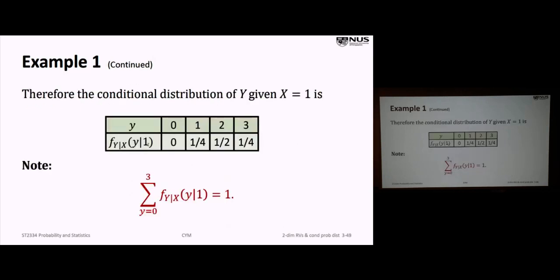So the conditional probability mass function for y given x is equal to 1: the chance it's 0 is 0, the chance it's 1 is a quarter, the chance it's 2 is a half, the chance it's 3 is a quarter. And note that if I sum over all the possible values of y, I must get 1, and all these entries in the table must be non-negative.